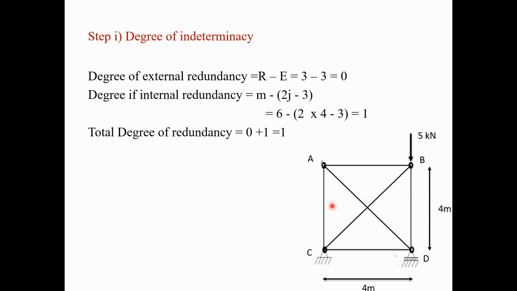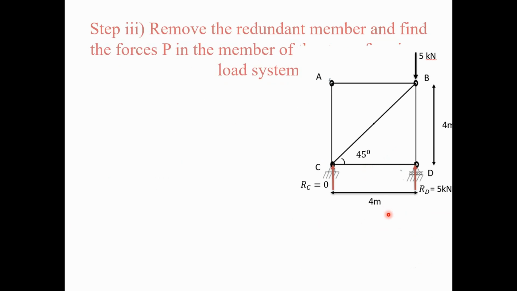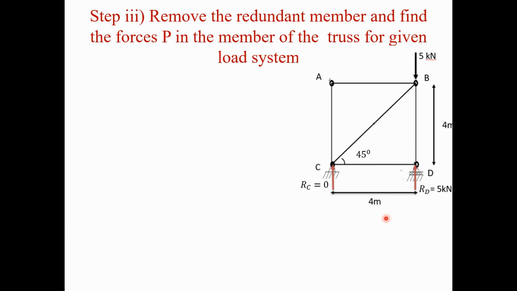So let us identify one of the members in the truss as redundant and remove that member for the analysis. So selecting the redundant member is the second step. Let us select the AD member as the redundant member. When you remove this AD member from the truss structure, the structure becomes an internally determinate truss. Now the third step is to remove the redundant member and find out the P forces in the members of the truss for the given load system.